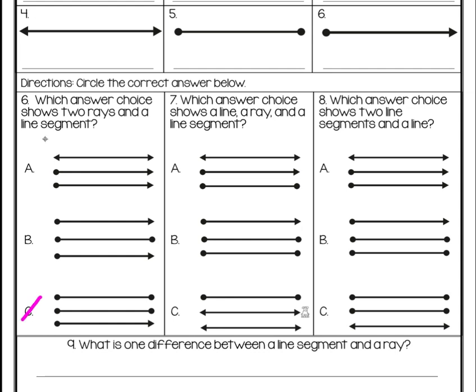And then a line segment has 2 points on either end. It's a line that stops eventually. So this one has a regular line, not a line segment, so B would be the answer. And that's all you need to know for today.